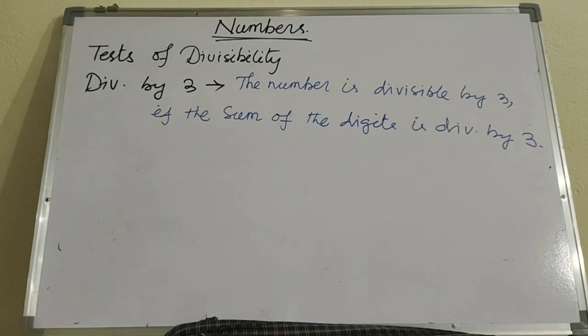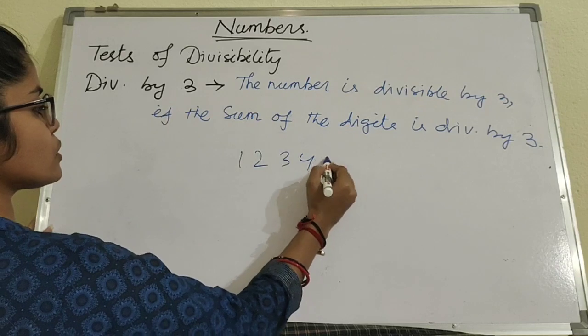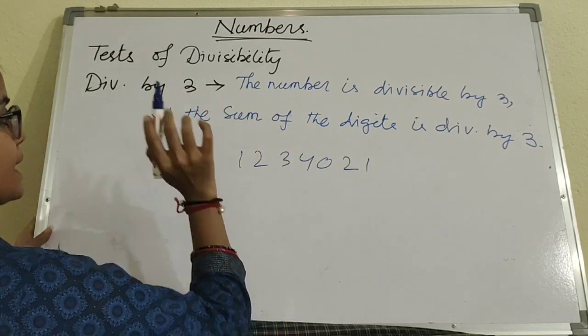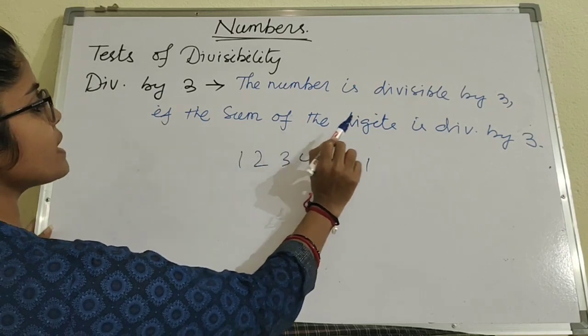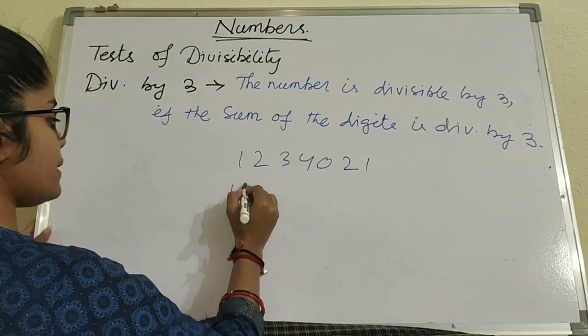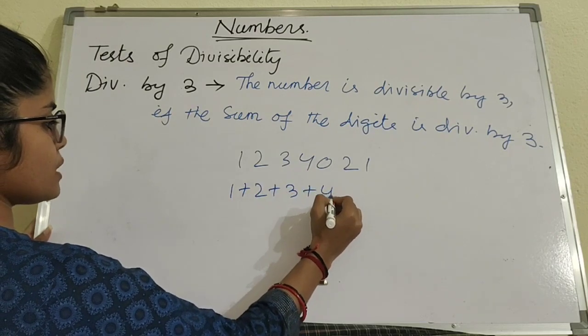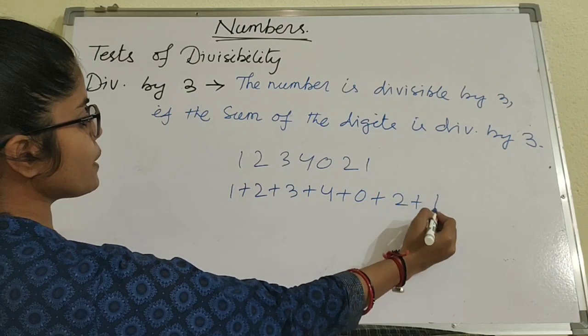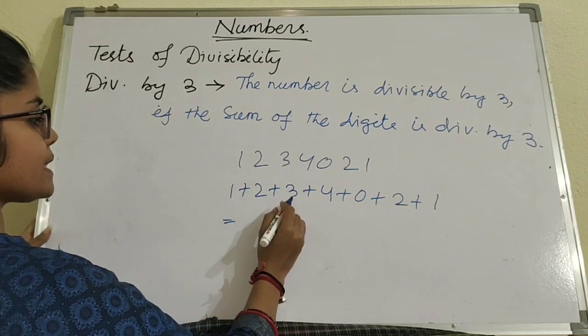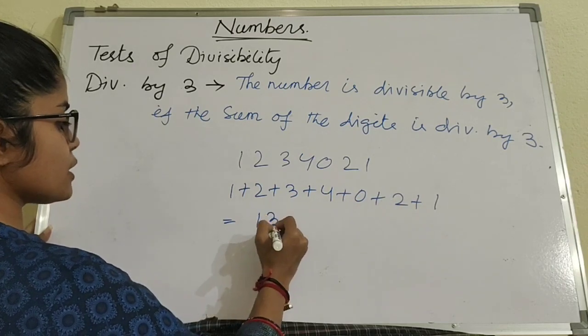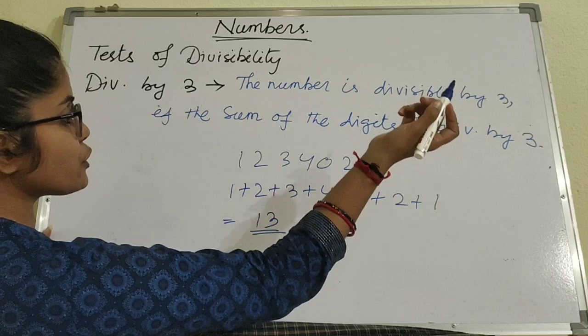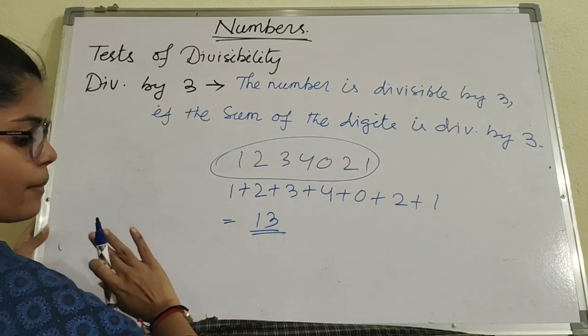The rule for divisibility by 3 is that a number is divisible by 3 if the sum of its digits is divisible by 3. For example, I'm taking the number 1234021. If the sum of the digits is divisible by 3: 1 plus 2 plus 3 plus 4 plus 0 plus 2 plus 1 is 3, 6, 10, 12, 13. 13 is not divisible by 3. So this number is not divisible by 3.